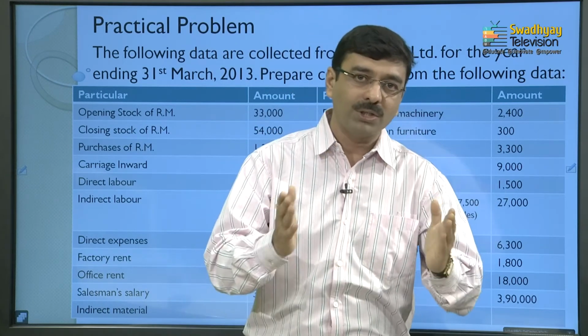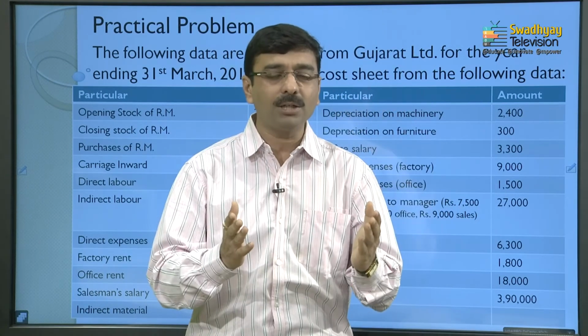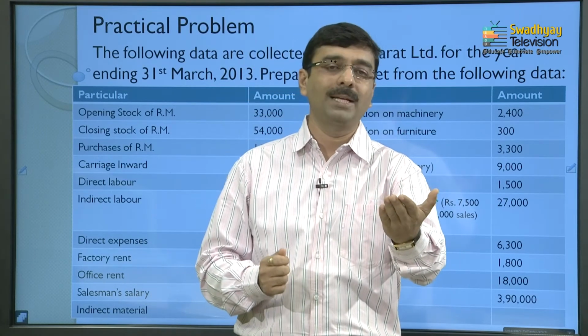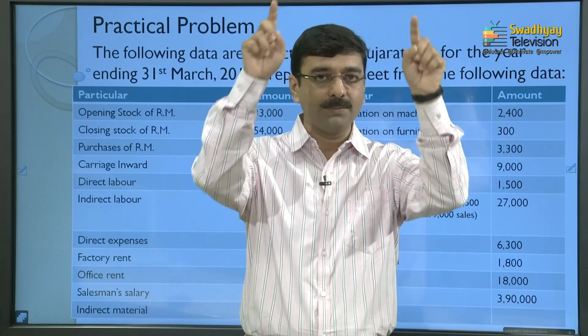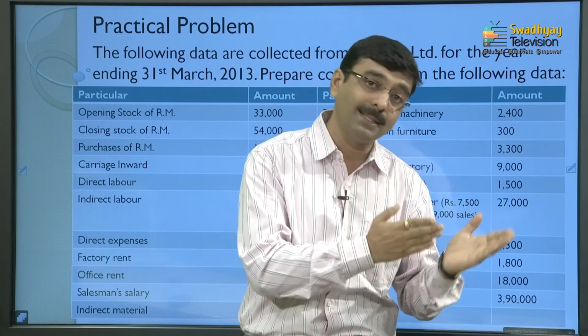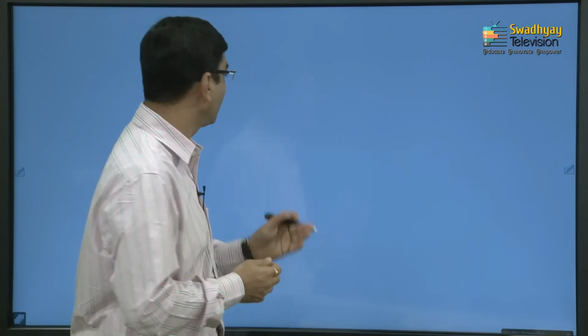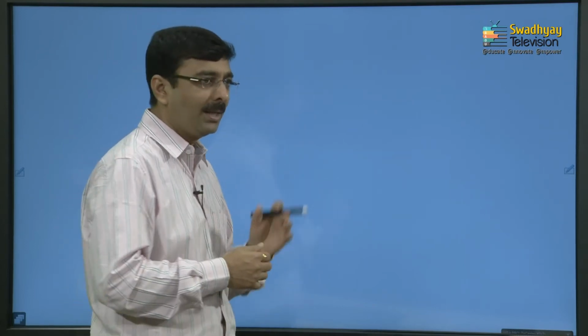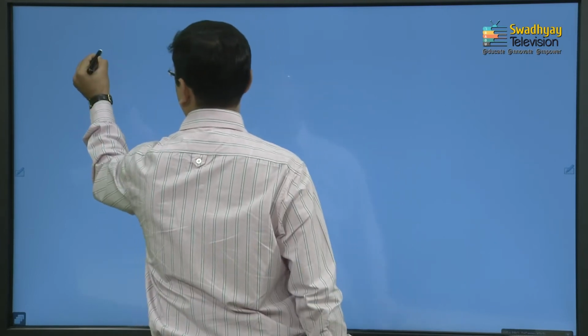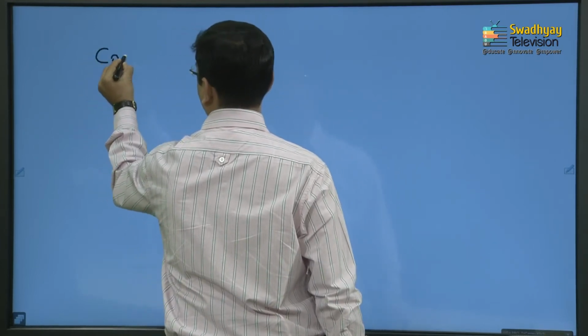Now this is a question, and as per the bifurcation of this question, we will try to resolve and find out the solution as per the format which we already discussed in the last session. Let's see. Yes, now we'll resolve the problems of unit costing. So let's begin with the first problem, and the title is cost sheet.